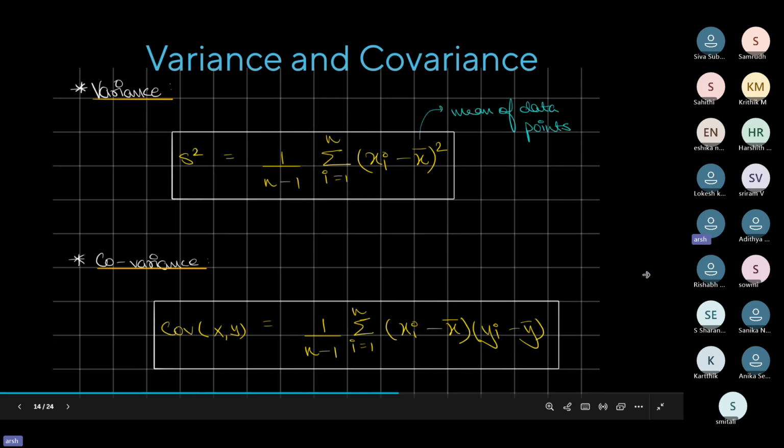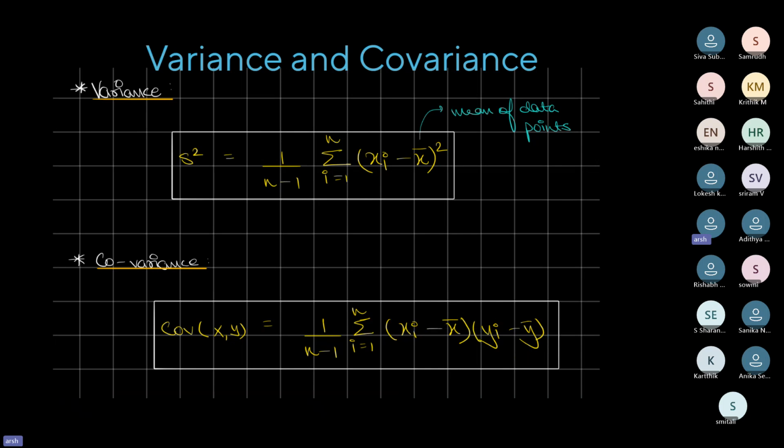So covariance is a measure of how much a variable changes with respect to another variable. If the covariance is very high, that means that if you change x a lot, y will also change a lot. So covariance is basically how much two random variables are linked, how much they depend on each other. That is the intuition behind covariance.